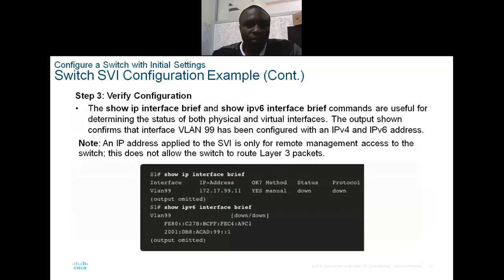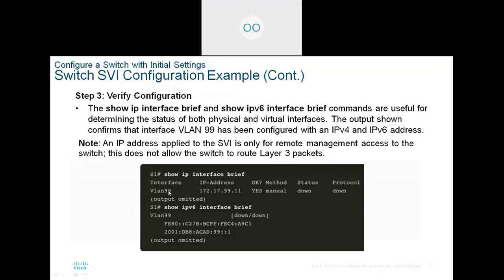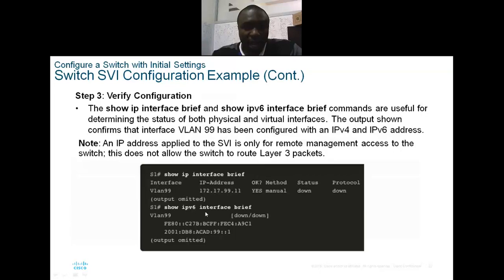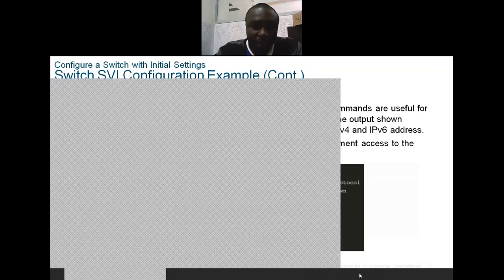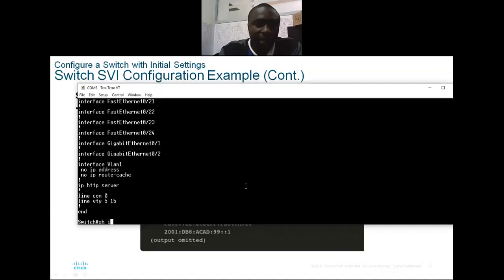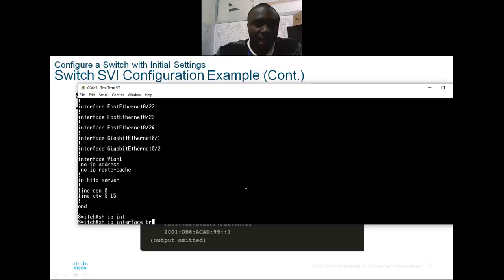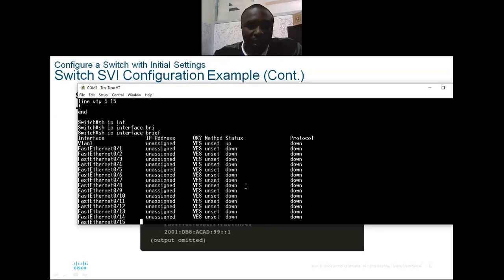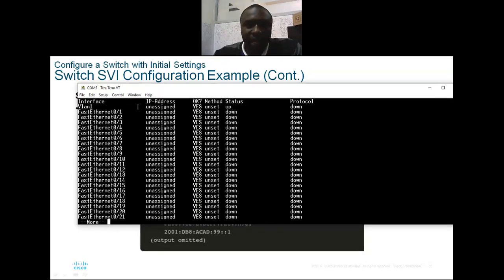Then you verify your configuration. Once you use the show ip interface brief command, it gives you the IP address of all interfaces in the switch, and then show ipv6 interface brief. So in our own case, if I come here and say show ip interface brief, you see, unassigned, unassigned, unassigned, and so on.